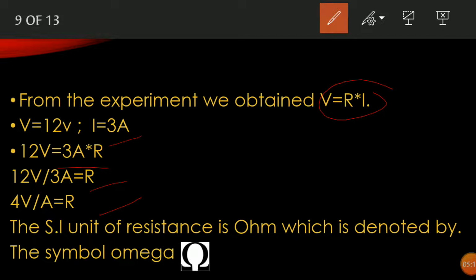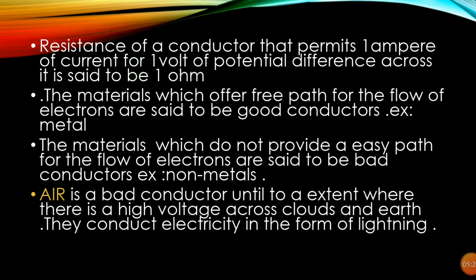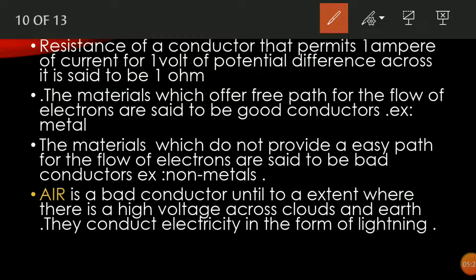Now, what is the SI unit of resistance? The SI unit of resistance is ohm, which is denoted by the symbol omega. Now, how can you define 1 ohm of resistance? Yes, we can define it as: the resistance of a conductor that permits 1 ampere of current for 1 volt of potential difference across it is said to be 1 ohm.